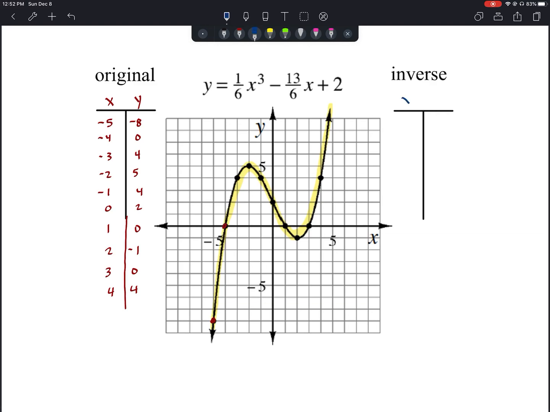So then take your points and flip-flop the x and y to come up with your inverse points. So you'd have negative 8, negative 5; 0, negative 4; 4, negative 3; 5, negative 2; 4, negative 1; 2, 0; 0, 1; negative 1, 2; 0, 3; and 4, 4. There we go. Then take those and plot those points on your graph.